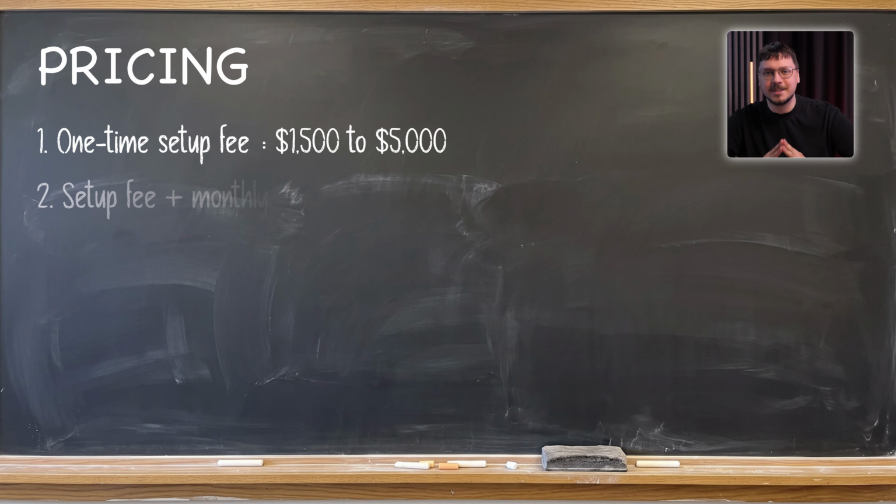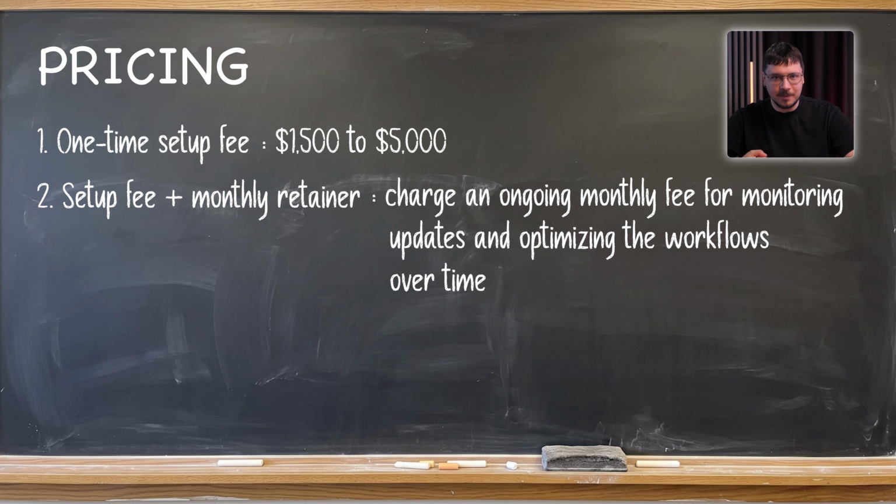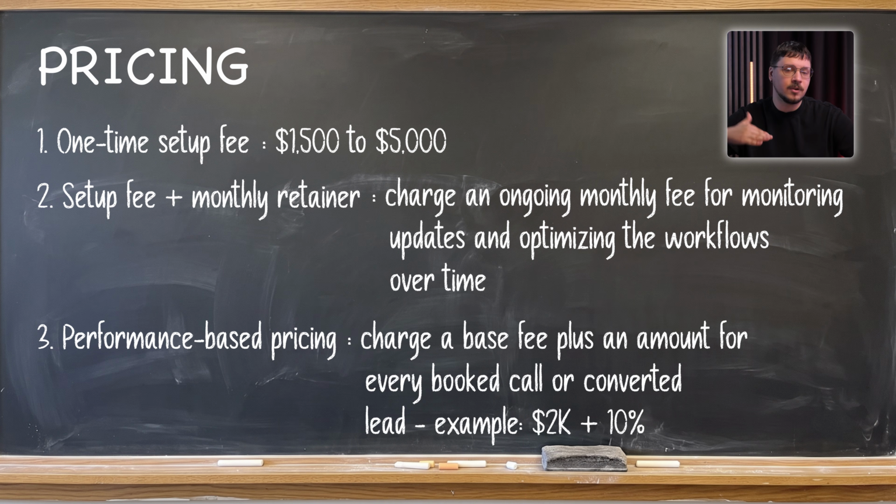The second option is a setup fee plus a monthly retainer. In this model, you charge an ongoing monthly fee for monitoring, updates, and optimizing the workflows over time. This is a great income model because it creates recurring revenue. And the third option is performance-based pricing, where you charge a base fee plus an amount for every booked call or converted lead. Now, it's harder to track, but often easier to sell because the client feels like the risk is shared.